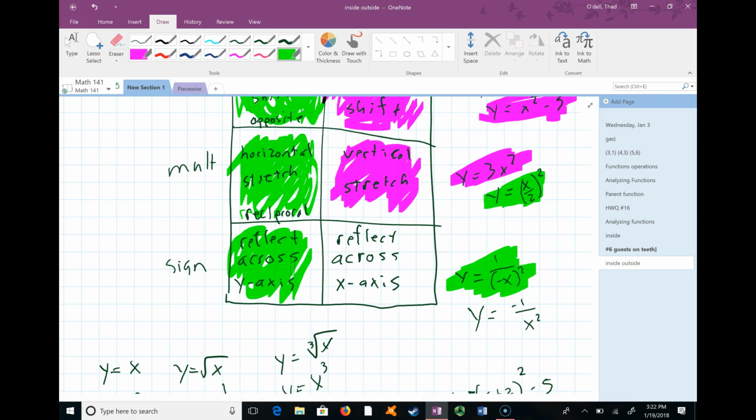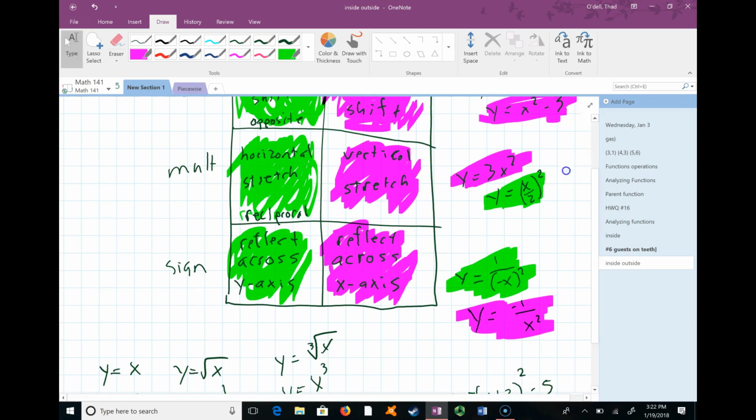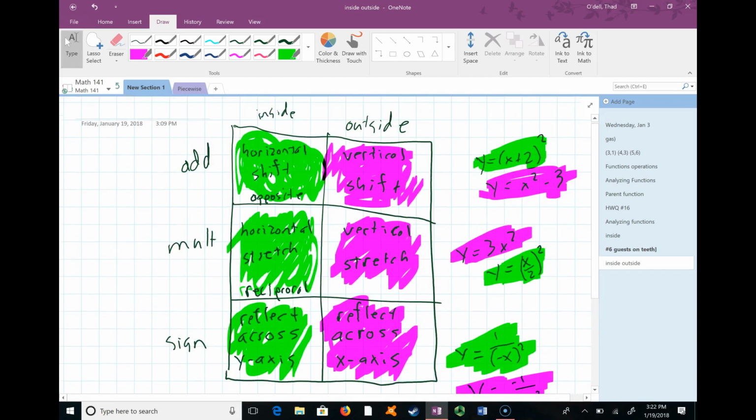Okay. And finally, this last box is a sign change on the outside, and that would be represented here. There's one example of it, and it produces a reflection across the x-axis. So the one thing to keep in mind is all the green things affect the x-coordinate, and all the purple things affect the y-coordinate. Because if you move to the right or left, that's not going to change the y coordinate. It'll only change the x coordinates of all the points.